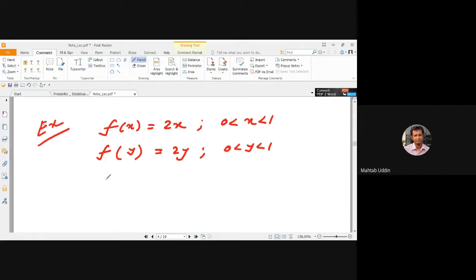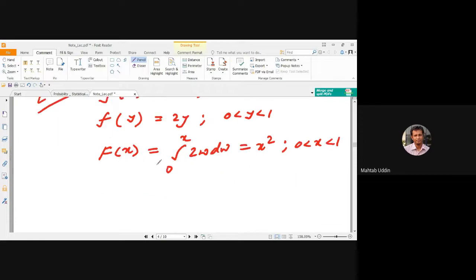Also, if you find F(x), what is F(x)? F(x) is the integration from 0 to x. A dummy variable is required: w dw. After the integration, you will get x square, definitely for 0 less than x less than 1. Do you understand? Okay. Then in a similar fashion, F(y) will be what? y square. Yes, sir.